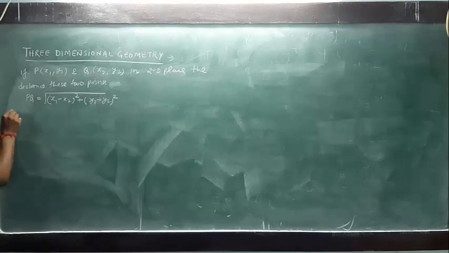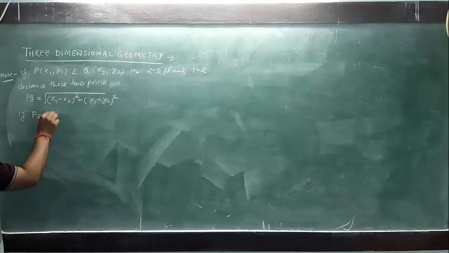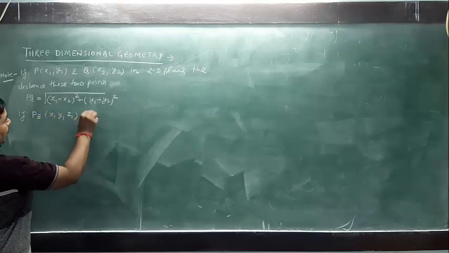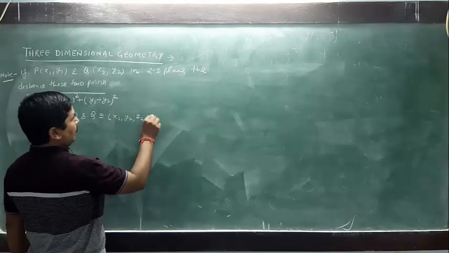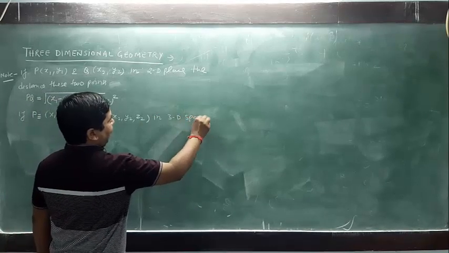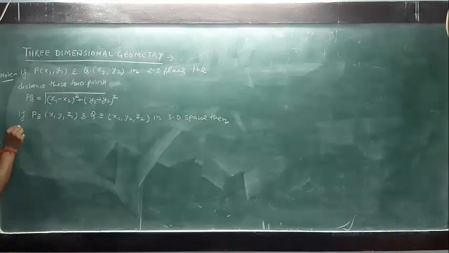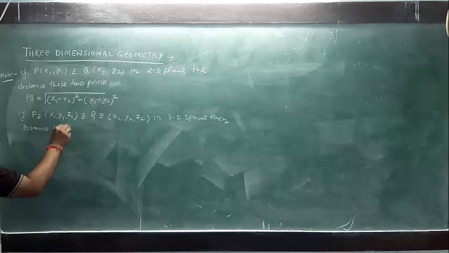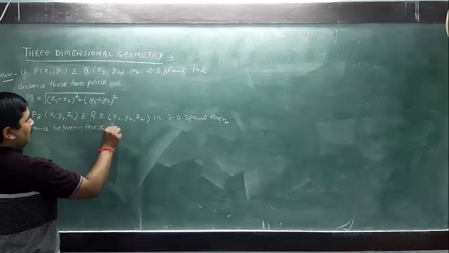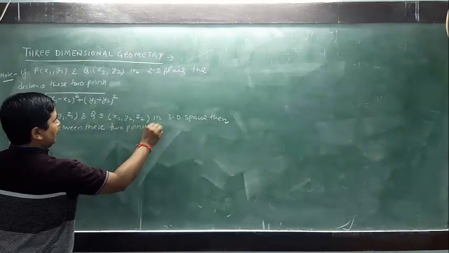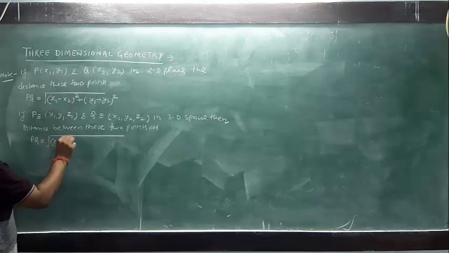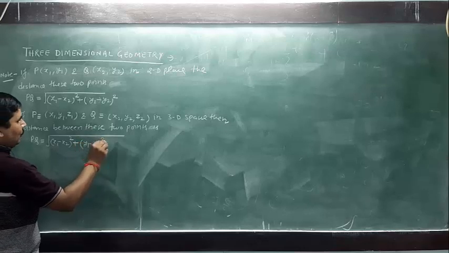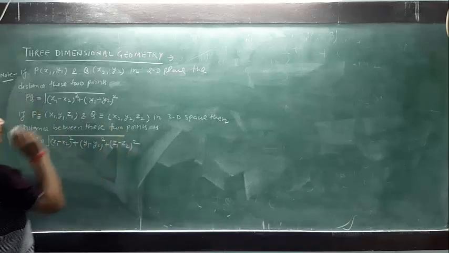In a similar way, if P is the point having the coordinate x1, y1, z1 and point Q having the coordinate x2, y2, z2 in 3D space, then the distance between these 2 points PQ is equal to square root of x1 minus x2 whole square, y1 minus y2 whole square plus z1 minus z2 whole square.